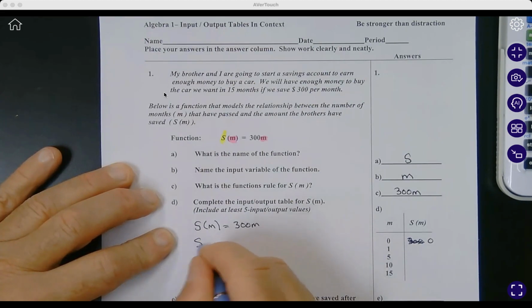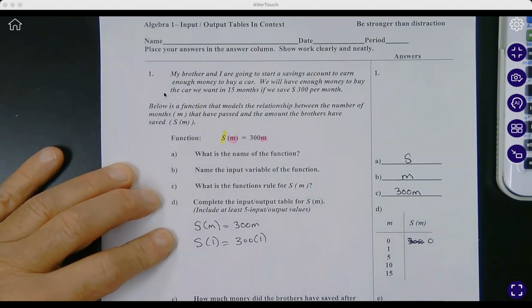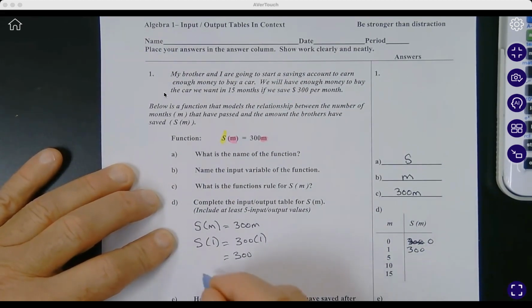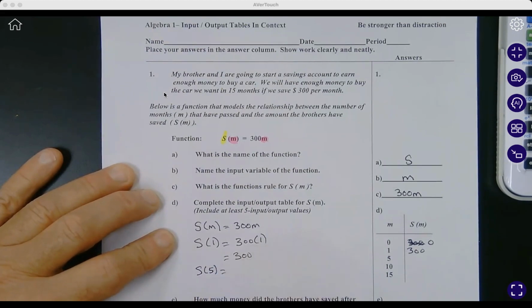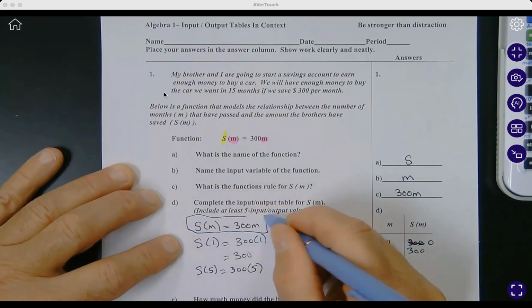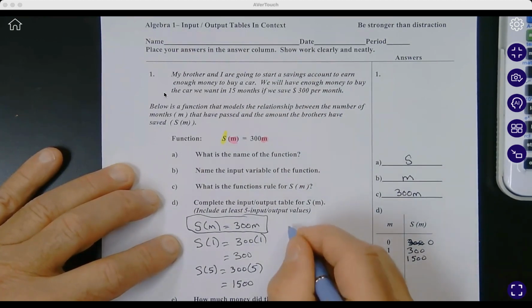And then after the first month, I'm going to have 300 times 1, and 300 times 1 is going to be 300. So after the first month of savings, I'll have 300. After 5 months, S of 5 is going to equal 300 times 5. So notice I'm just going to my function right here, and I'm inputting these input values in. M is the inputs, S of M is the outputs, and that gives me 1,500. So after 5 months, there will be $1,500 in the account.